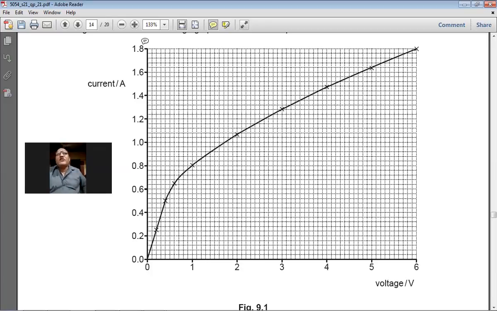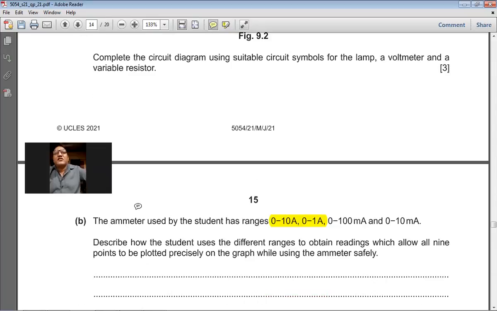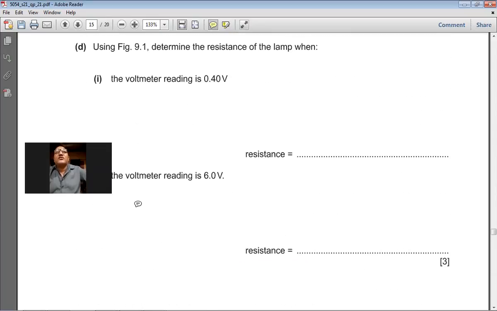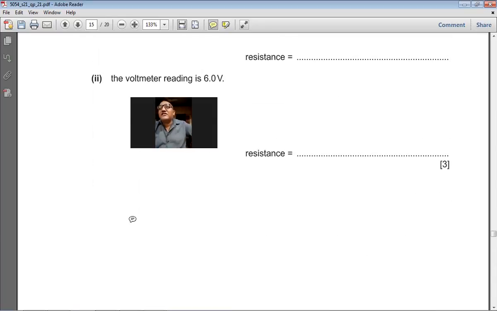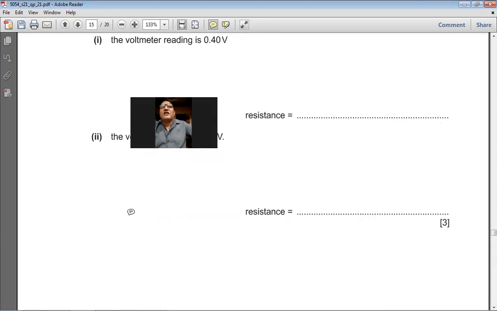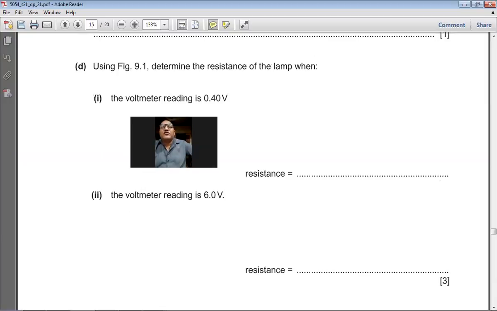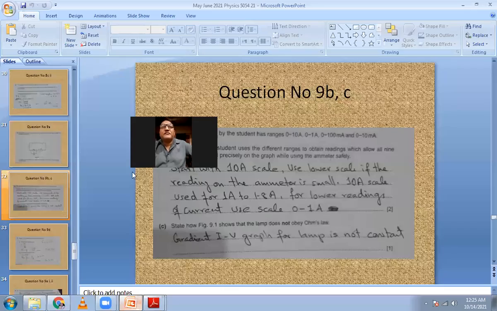So this is how I will use figure 9.1 for the given voltage. From figure 9.1, I will find the amount of current at that voltage for the filament lamp, and then I will use the formula R equals V by I, and we will be able to find the resistance. So that's the D part, for both these parts. It's a 3 mark numerical. And let me show you, I have done this on a paper.